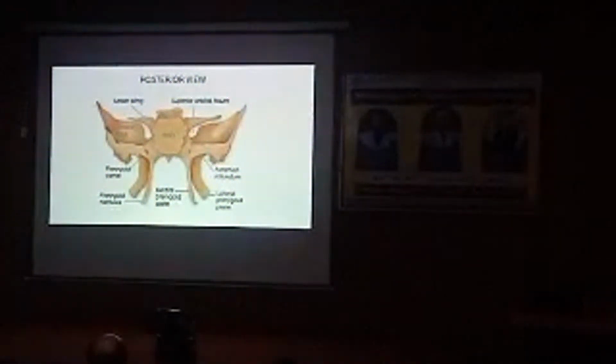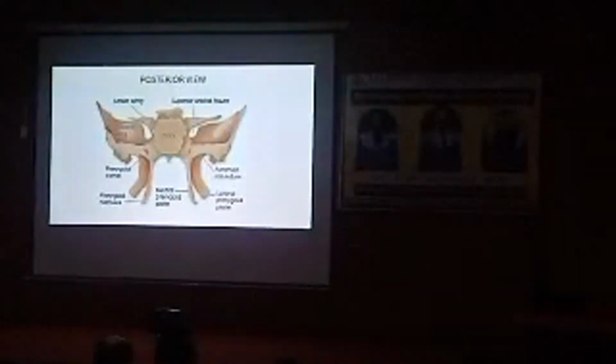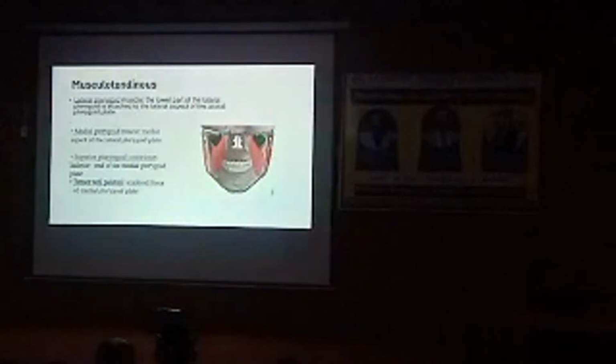So this is the posterior view of the sphenoid bone. This is the medial pterygoid plate. This is the pterygoid hamulus and the lateral pterygoid plate. From the lateral pterygoid plate the musculature arises, and the muscular and tendinous significance here is that the lower part of the lateral pterygoid muscle is attached to the lateral aspect of the lateral pterygoid plate.